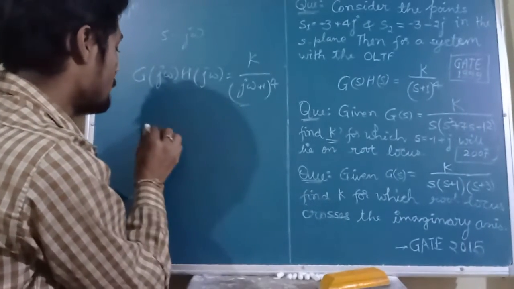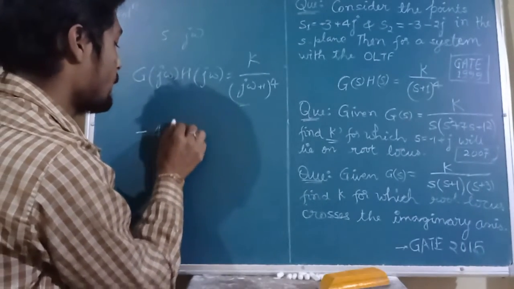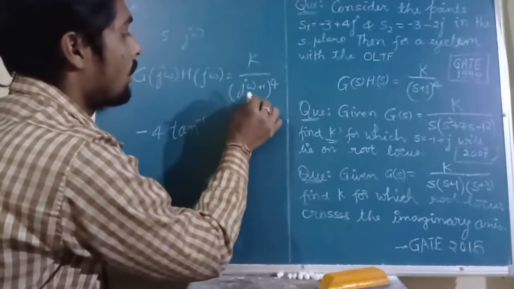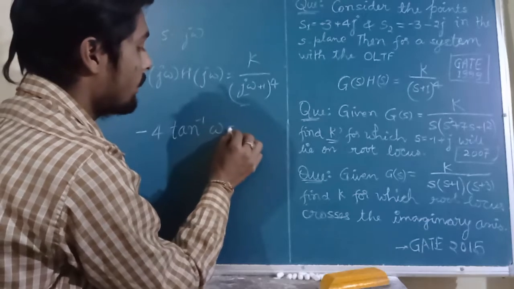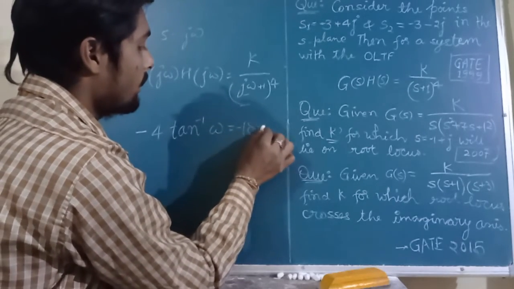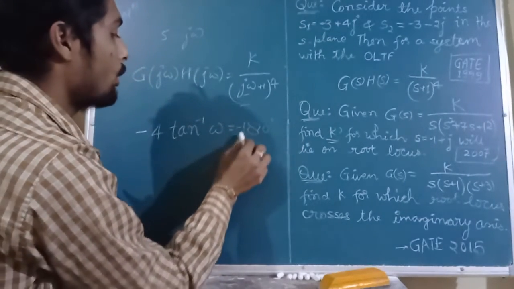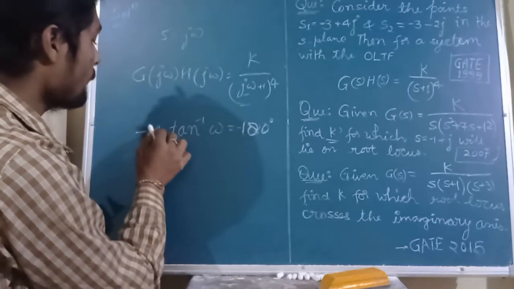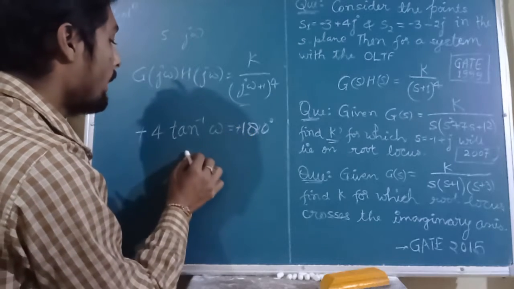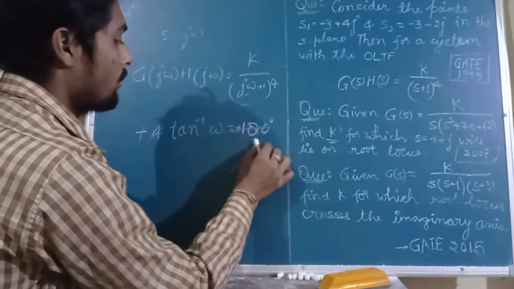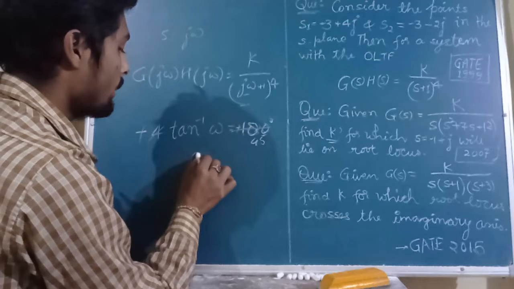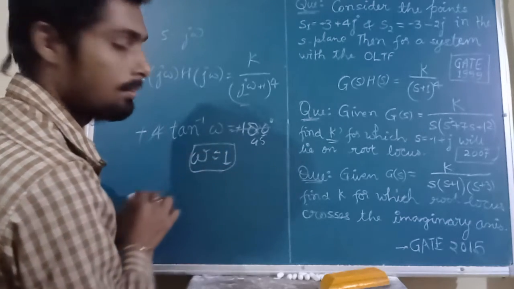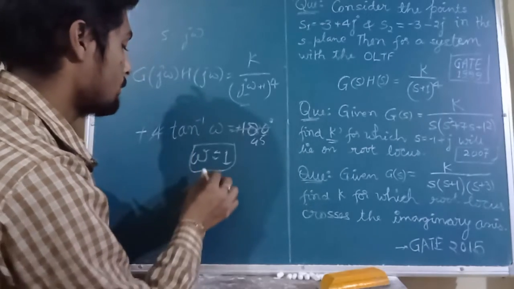What will be its angle? -4 times tan inverse what? Omega. All right, equal to -180 degree. I hope you are getting why this is -180 degree. Now minus will be cancelled out and we will get 45 degree. Hence omega equal to 1. All right, omega equal to 1.